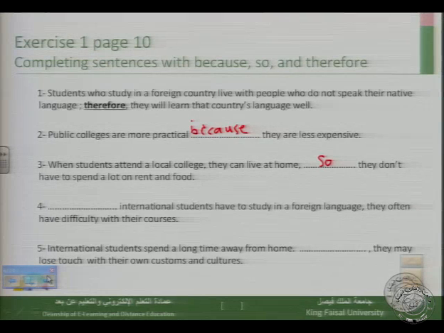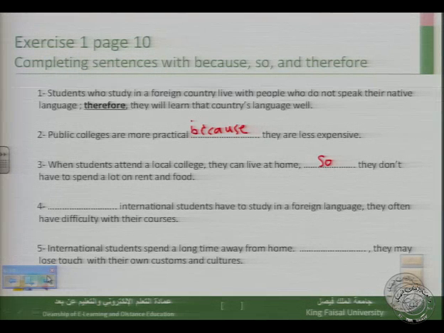We move to sentence number 4. We have the blank coming at the beginning, and it says: blank, international students have to study in a foreign language, comma, they often have difficulty with their courses. So here we have to look at the relationship between the two sentences. Is it cause and reason, or effect and result? I think that this is a relationship of cause and reason.